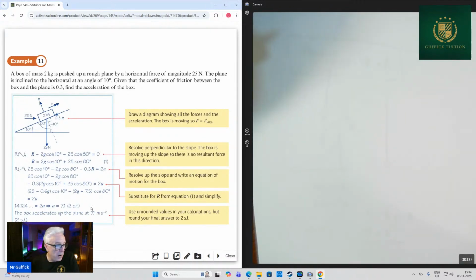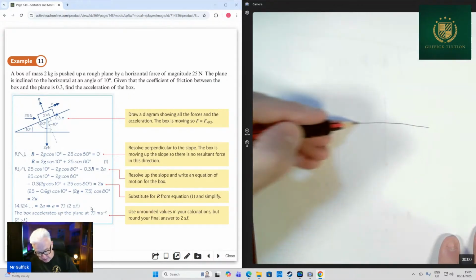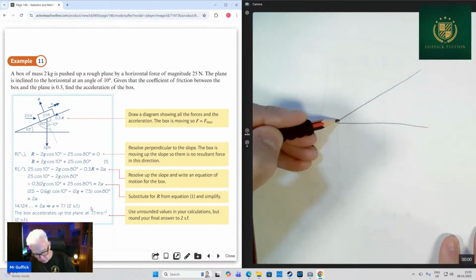So it says a box of mass 2 kilograms is pushed up a rough plane inclined to a horizontal surface by a force of magnitude 25 newtons. The plane is inclined to horizontal at 10 degrees. Given that the coefficient of friction between the box and the plane is 0.3, find the acceleration of the box. Okay, so let's have a look at what we've got.